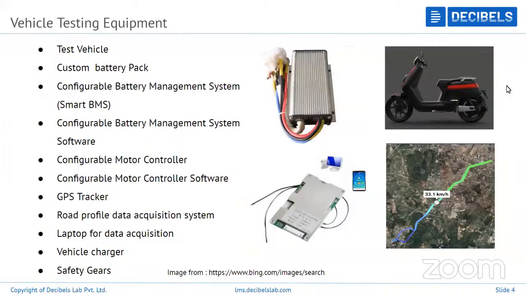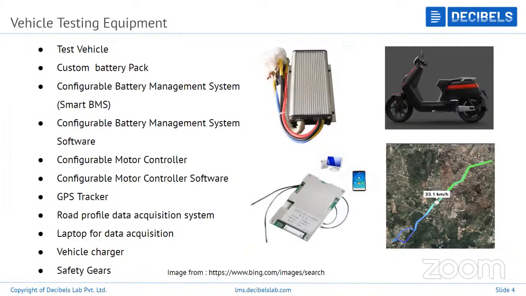So till now we understood why testing is required and how things are done. But before we go into real world testing, what are the equipments required? Basically, you need a test vehicle. This test vehicle will be any of your prototype versions, right, before it enters the market. Then a custom battery pack. Why a custom battery pack? You can't go with just predefined or off-the-shelf ready battery pack products, because they are still in the optimization stage.